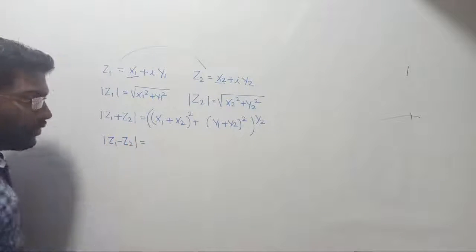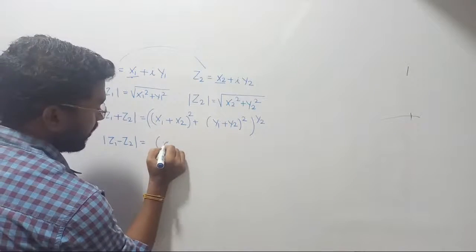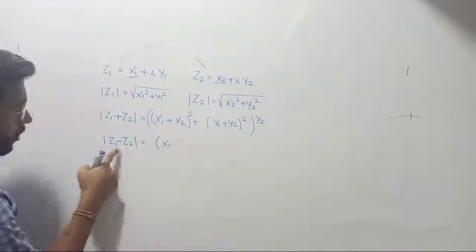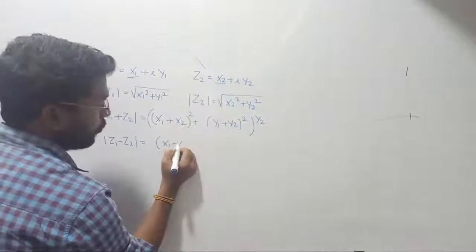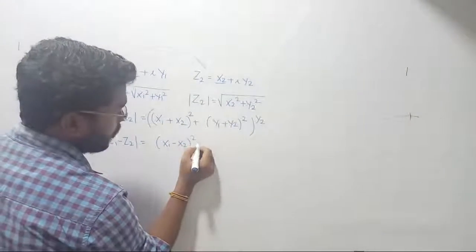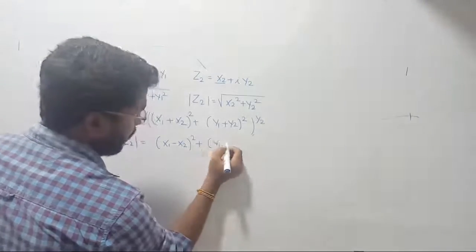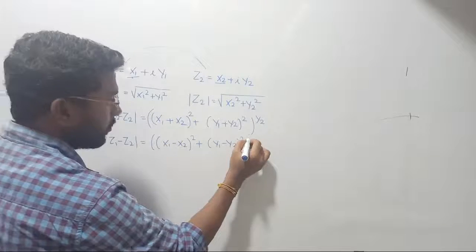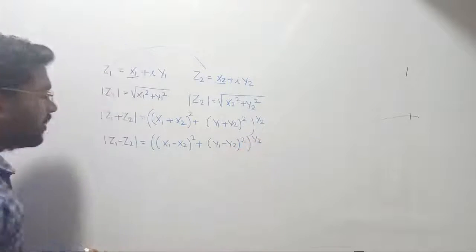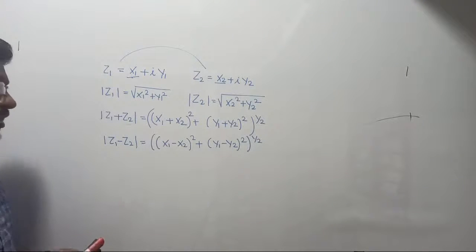If I want to do that one, then simply we can say: real part of z1 minus real part of z2, and then whole square, plus imaginary part of z1 minus imaginary part of z2, whole square, and we keep them all under root. Clear? Yes, that is how we get mod of z1 minus z2.